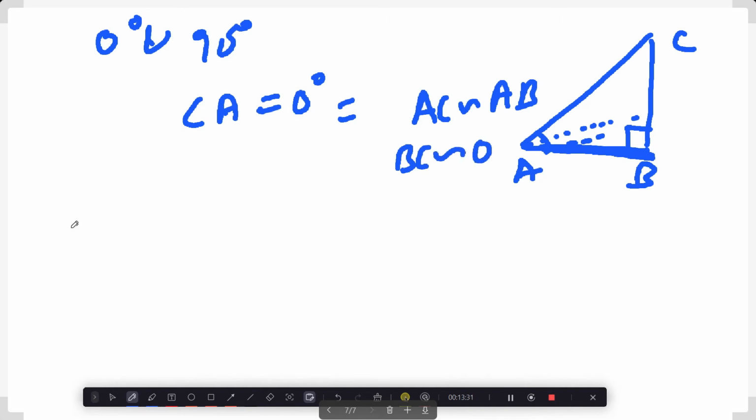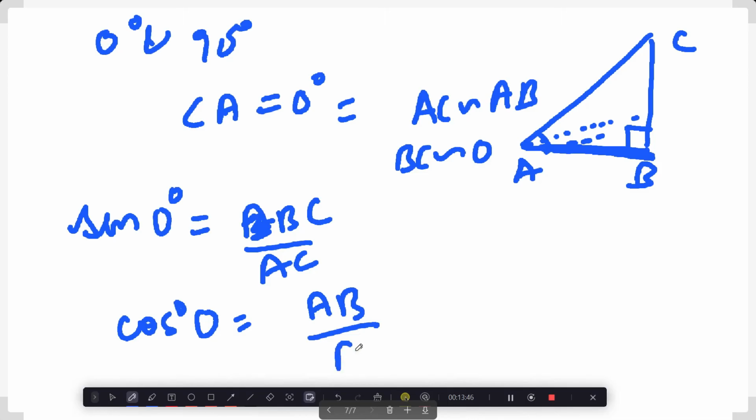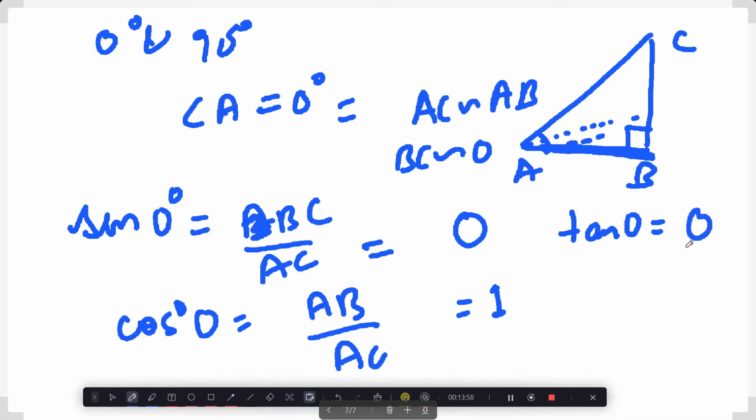So what will sine 0 degree be? AB by AC. Cos 0 degree is... So what is BC? BC is almost 0. What is AB, AC? Almost equal. Tan 0 degree, opposite side, which is BC, which is 0, right?